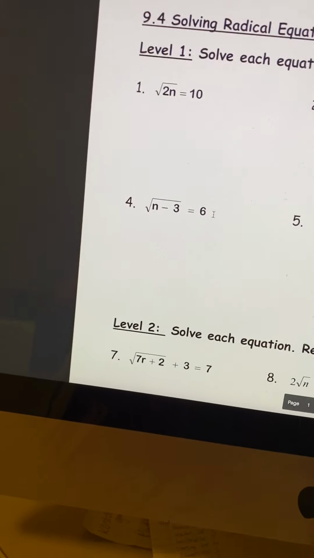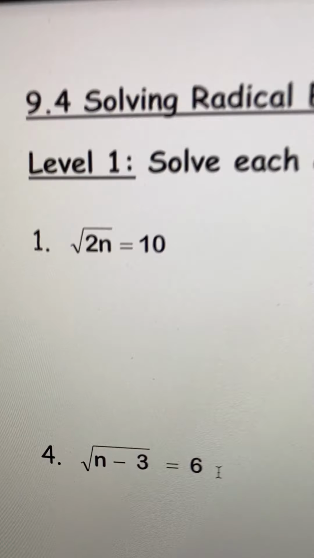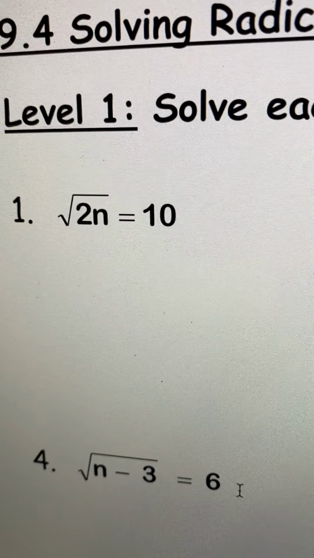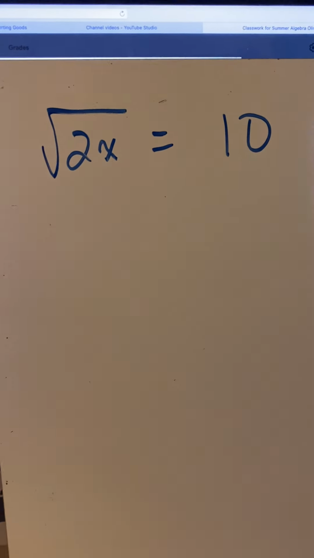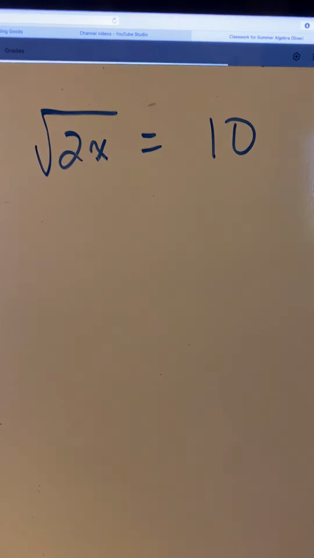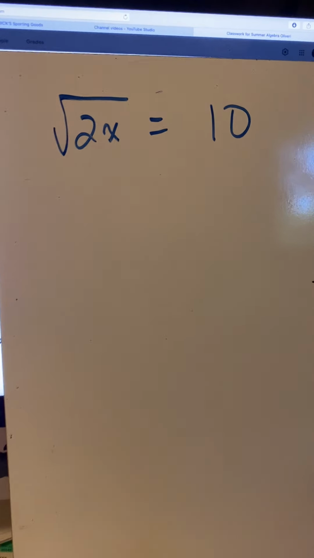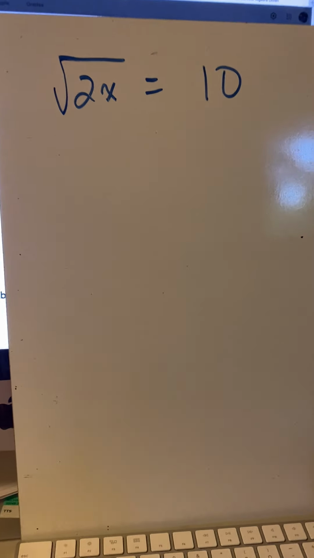Now, number 1. The square root of 2n is equal to 10. I know I wrote it as 2x, but life goes on, okay? The square root of 2x is equal to 10. You can't have a radical in an equation. You've got to get rid of the radicals.